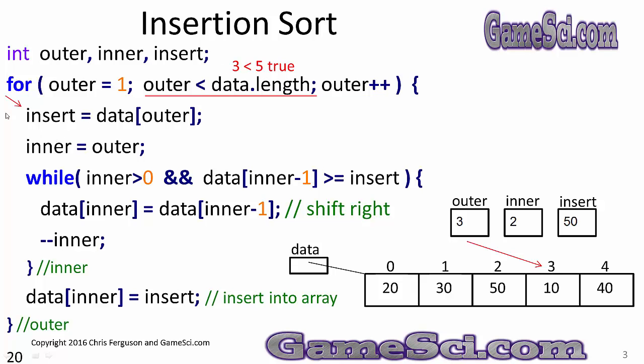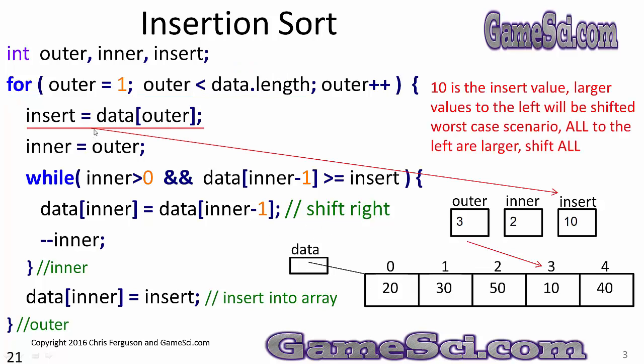3 less than 5 is a true statement. As a true statement, we're going to enter the body of the for loop. We'll set inner equal to data of outer. 10, the insert value. Anything larger to the left will be shifted. Now this is the worst case scenario. All the numbers to the left are larger. We're going to have to shift everybody over.